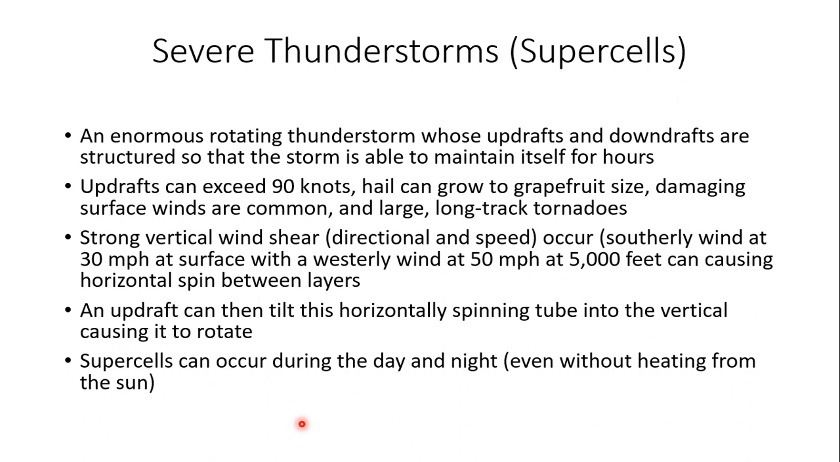You get rotating thunderstorms with these supercells. The updrafts and downdrafts are structured so that the storm is able to maintain itself for hours. In fact, I was paying attention to the Doppler radar a few weeks ago here in Virginia. One thing that really struck a major note in my mind was the fact that we had supercells that night, and even after the sun went down, even after sunset, these thunderstorms, these supercells, are self-sustaining. They maintain themselves for hours. They don't necessarily need the heating from the sun to survive.